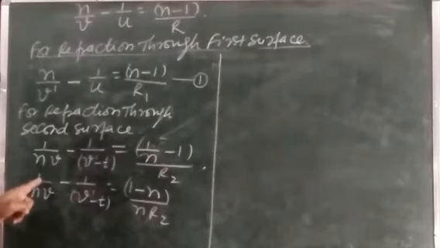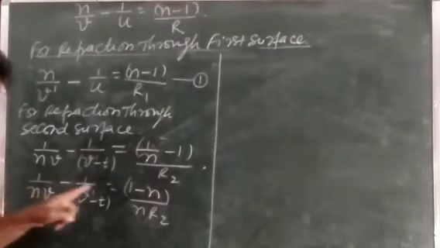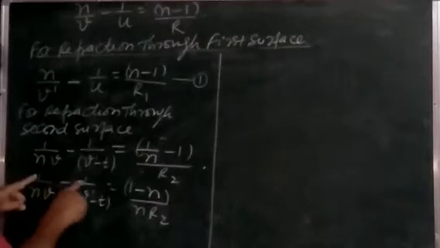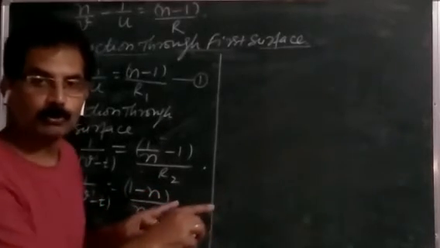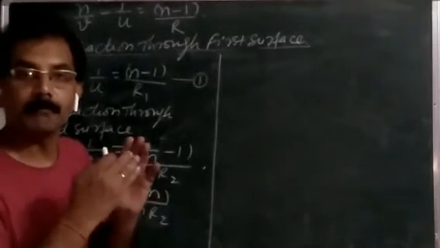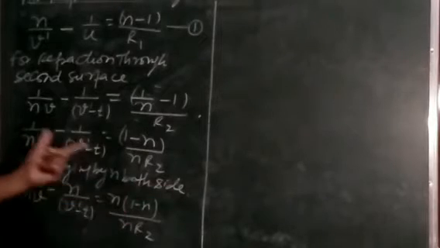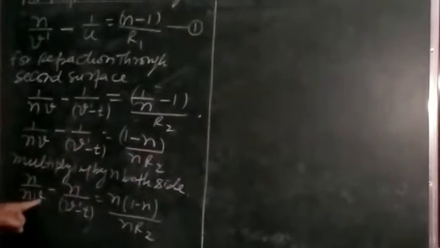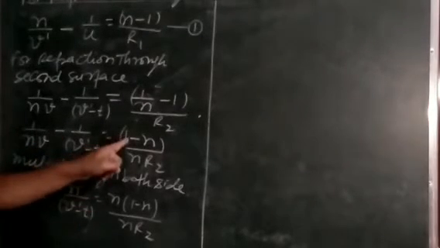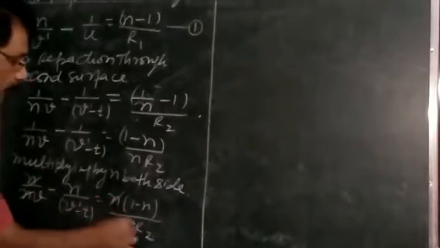Now what you will do? यहाँ है 1 upon n, यहाँ भी 1 upon n. Multiply both sides by n. दोनों तरफ क्या कर दें? n से multiply कर दें. Now multiplying by n both sides, इसमें दोनों तरफ n से multiply कर दीजिए. So this becomes here n upon nv minus n upon v dash minus t is equal to n into 1 minus n upon n R2. Now this n is cancelled by n and this n is cancelled by n.